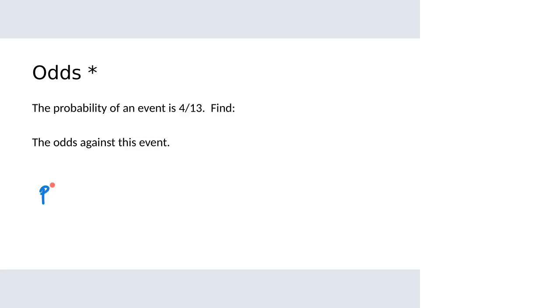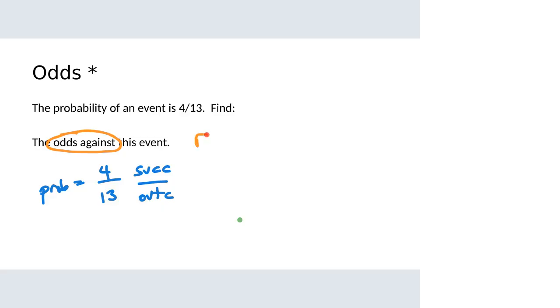So if we know that the probability is 4/13, then we know there must be 4 successes and 13 outcomes. What we're asked to do here is find the odds against this event. Sorry, give me just a second. Okay. We need to find the odds against this event.